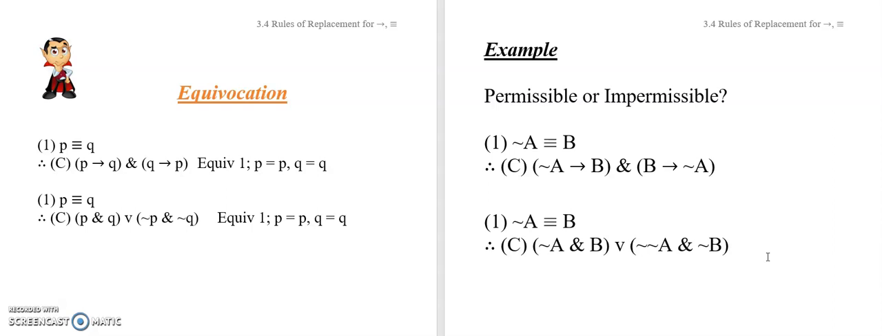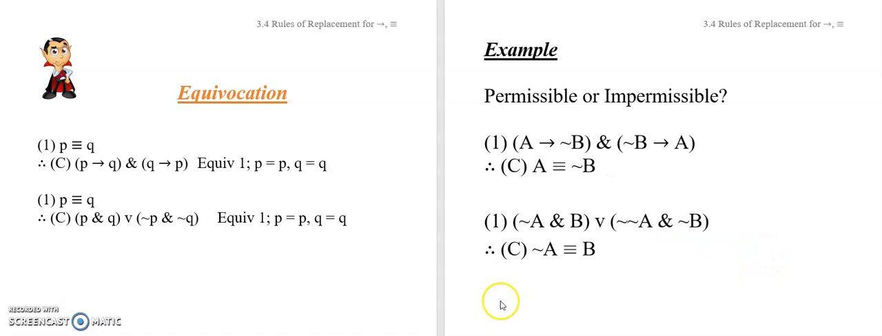Okay, let's try two more together. So here's two new ones: permissible or impermissible use of Equiv in each case. Pause now.